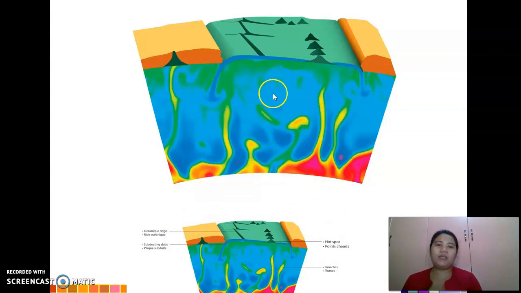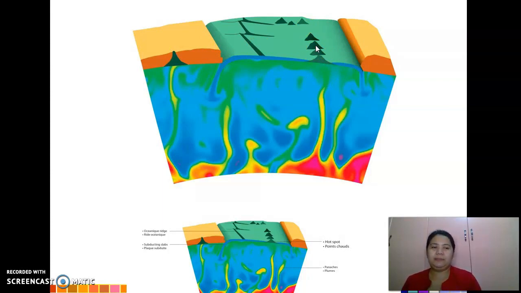The bluish part is not the magma, rather the yellow, the orange, and the red parts. So the plumes rise up in different parts of the Earth, and as you can see, they can lead to the formation of a volcano or sometimes a series of mountain ranges in different parts of the world.